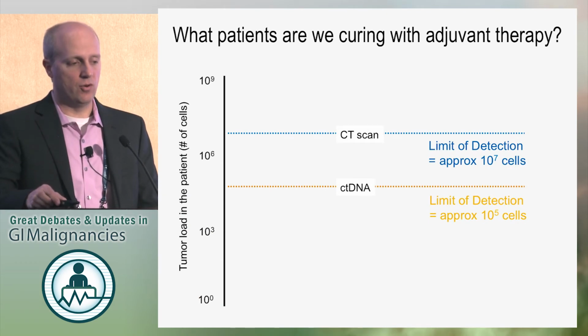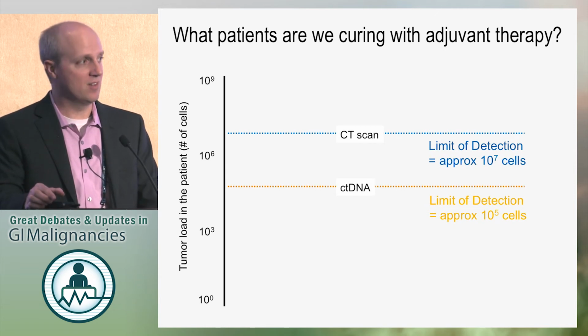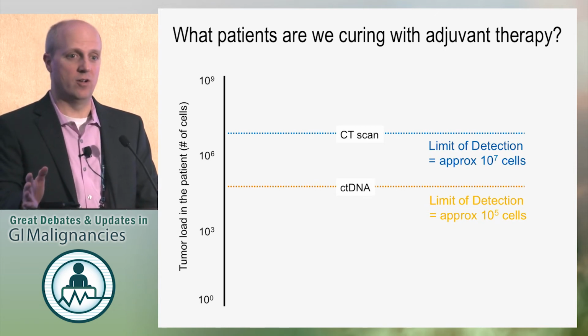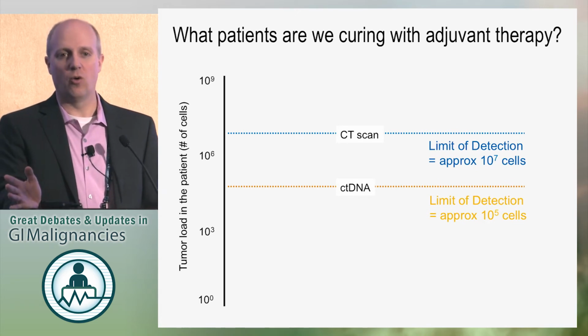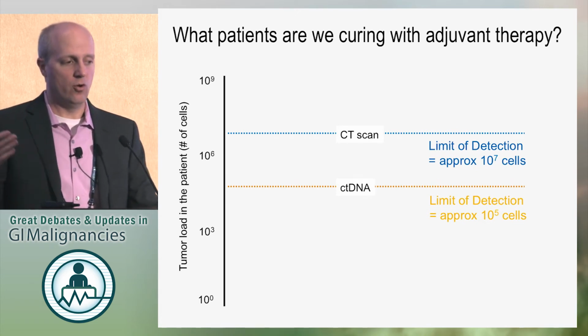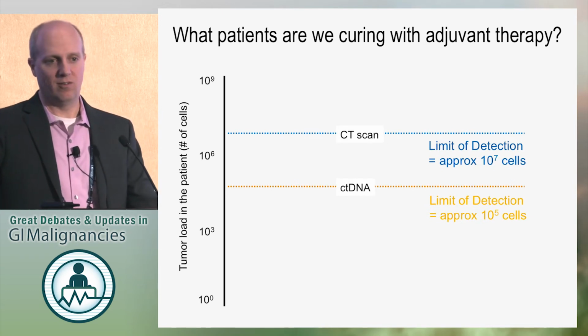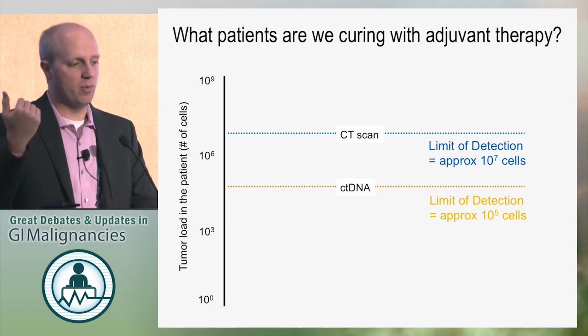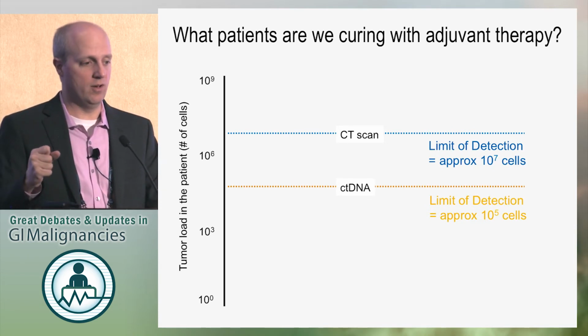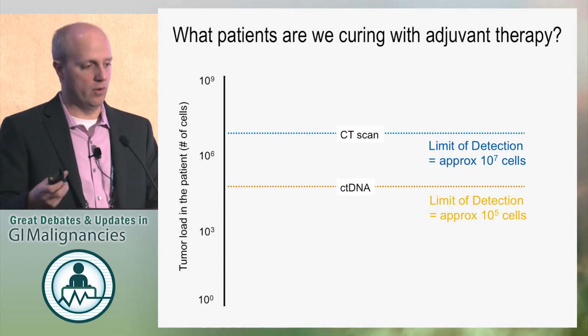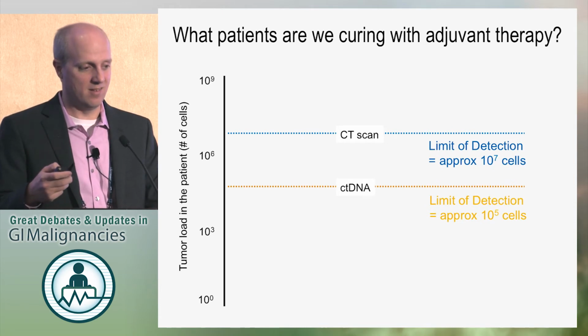But I think we also have to recognize that this is a study we have to do, because it's not completely clear that we can actually alter the outcomes in even these patients. And so I wanted to take you through one thought experiment here, which is what patients are we curing with adjuvant therapy? On the left, this is the log space, right? The number of cells in log space that a patient may have. And here's our line for the CT scan, our estimates of limit of detection, and perhaps where the cut points are for ctDNA at this point based on our best guesses as well.